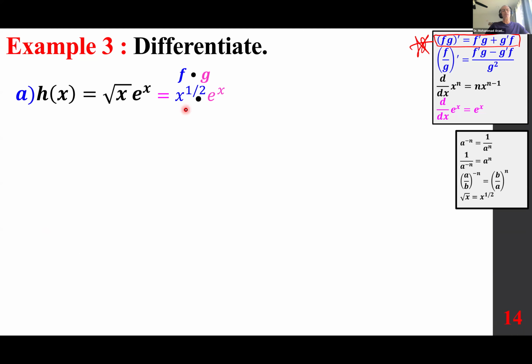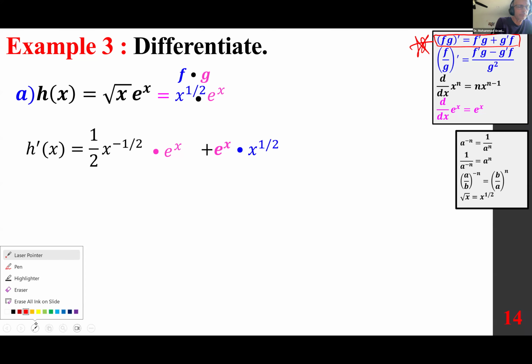So we're going to go with f prime according to the power rule, 1/2 x to the power of 1/2 minus 1, which makes it negative 1/2, times g. f prime g, and g is e to the power of x, plus g prime, e to the power of x, the derivative is itself, times f, the first function, x to the power of 1/2. I'll put an asterisk next to it.